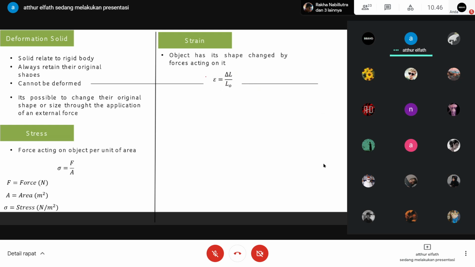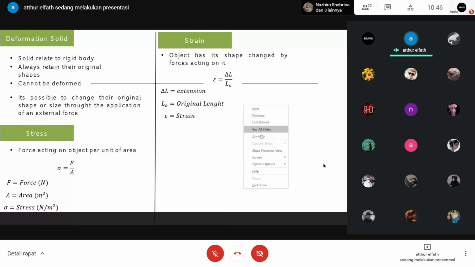Strain, this is the symbol of strain. This is the extension, which can be extension and can be compression. Delta L and original length both have the same units. So the units of strain, yeah, no units for strain.